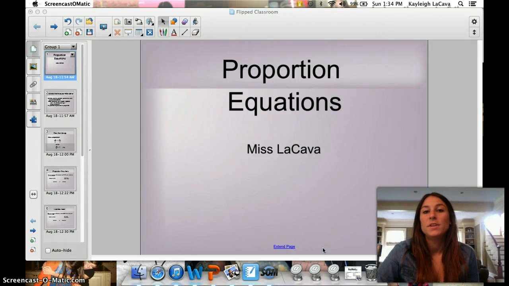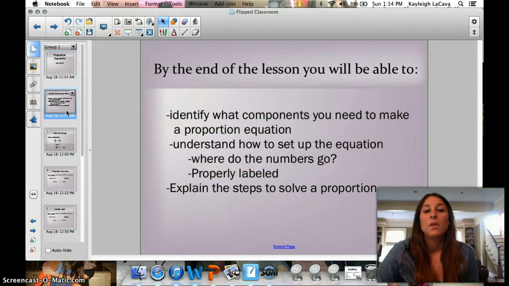I'm going to be doing a lesson today on proportion equations. And by the end of the lesson, you will be able to identify what components you need to make a proportion equation, understand how to set up the equation. So where do the numbers go? How do I label it? What information do I get at the end to make the sentence to answer the question? And you're going to be able to explain the steps to solve a proportion.